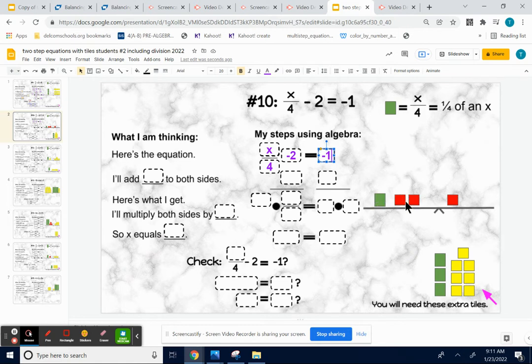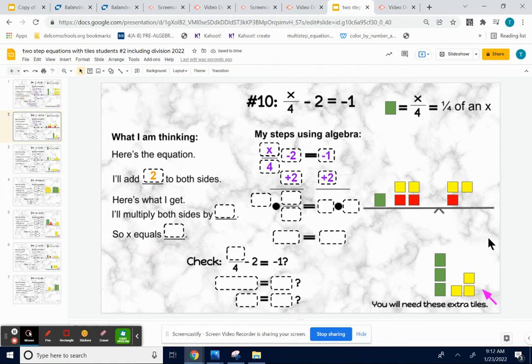So to do that, I need to get rid of two reds. To get rid of reds, I could add yellows. So I'm going to add 2 to both sides. I'm going to show that with algebra, showing plus 2 on the left, plus 2 on the right. So I'm going to drag up from the bottom here. I'm going to add 2 yellows to the left. I'm going to add 2 yellows to the right. I've got to keep it balanced, so if I add 2 to the left, I got to add 2 to the right.